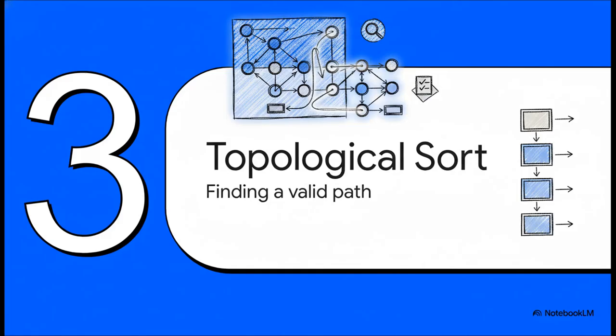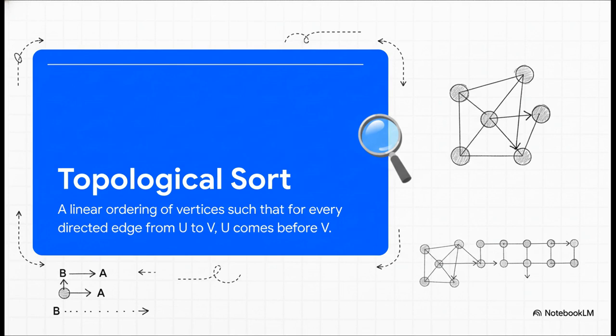Okay, so we've got our map. Now what? The big question is, how do we find a valid path through it all? How do we turn this tangled web of dependencies into a simple, straight-line to-do list? Well, that process has a name. It's called a topological sort. Now here's the formal definition. It's a linear ordering, such that for every directed edge from vertex U to vertex V, U comes before V.